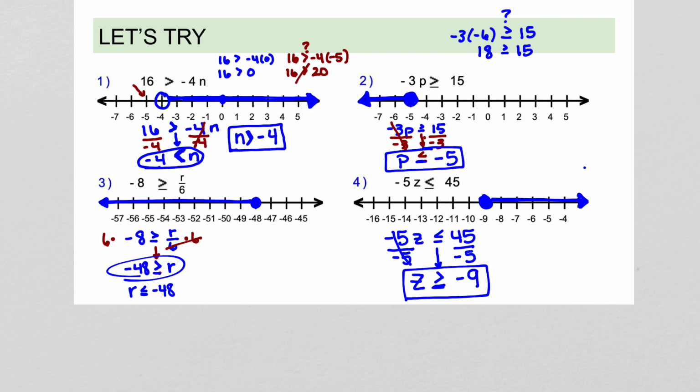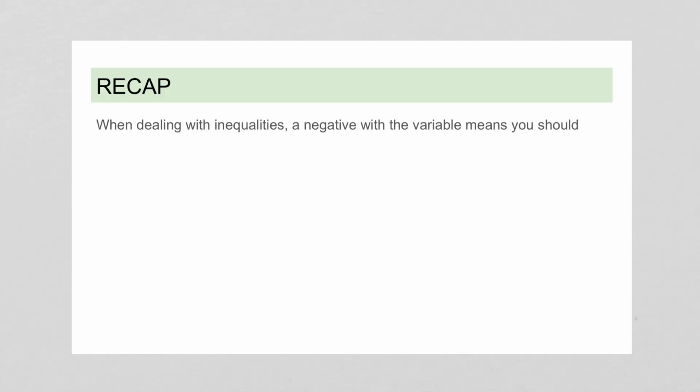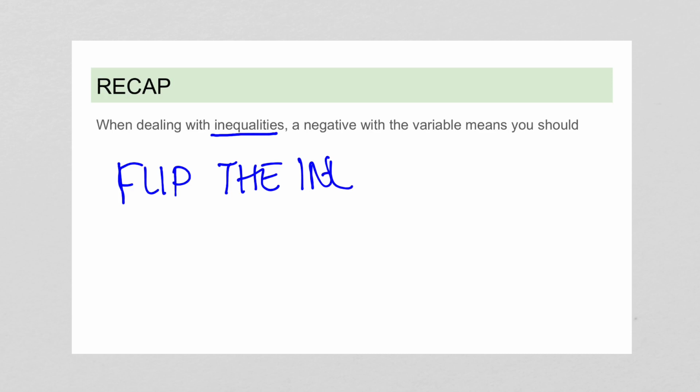So sometimes this rule doesn't intuitively make sense, but we'll talk about it in class and maybe we're going to do an exploration activity, if we haven't already, that helps us see that that is true. So recap, when dealing with inequalities, a negative with a variable means you should flip the inequality symbol.